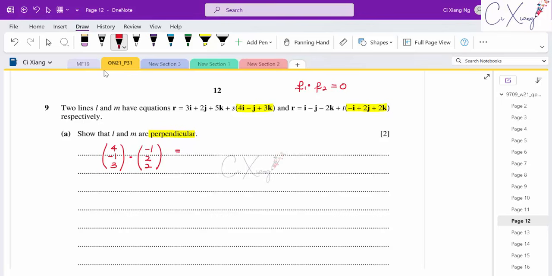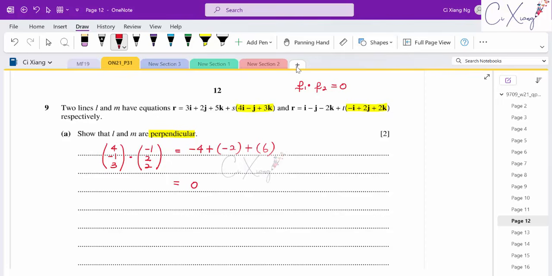So you take the x component, multiply with the x component. So 4 multiplied with -1, you get -4. And then plus, the next one is you take the component y, multiply with component y. So -1 multiplied with 2, you get -2. And the last one is also the same. Component z, multiply with component z. So 3 multiplied with 2, you get 6. So when you simplify all these values together, you'll get 0.